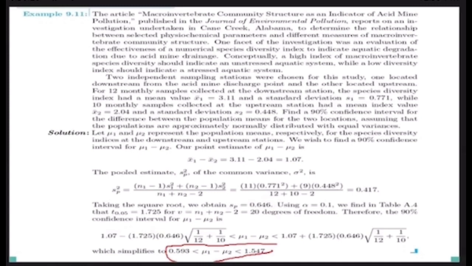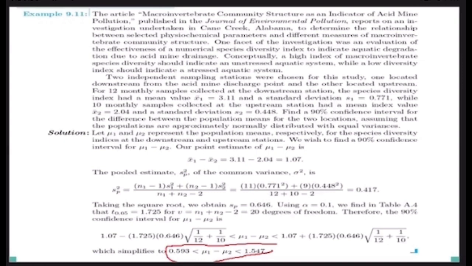Now, how do we make a decision here? If I want to decide whether the two locations are the same or not, whenever you are between a negative and a positive, that means zero lies in the interval. When zero lies in the interval, you know what that means? There is no significant difference in the means for the two locations.